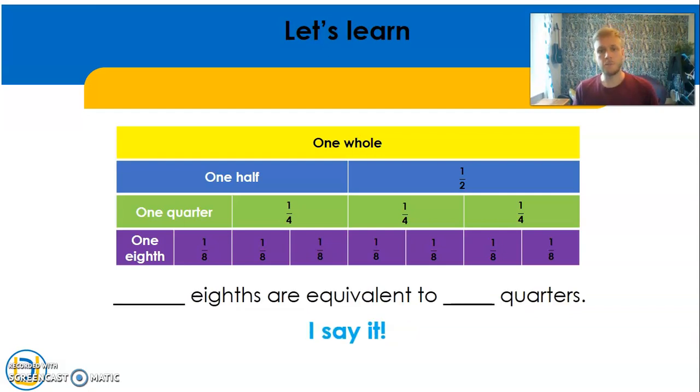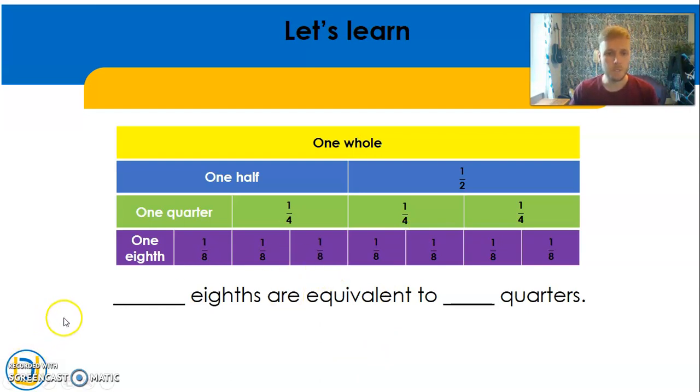So this one's slightly different, and we've actually just done it there, so I'm going to say something a bit different this time. I'm going to say 1, 2, 3, 4, 5, 6 eighths. So 6 eighths are equivalent to how many quarters? I wonder if you could pause the video here and have a look. How many quarters are equivalent to 1, 2, 3, 4, 5, 6 eighths? Pause the video, have a look.